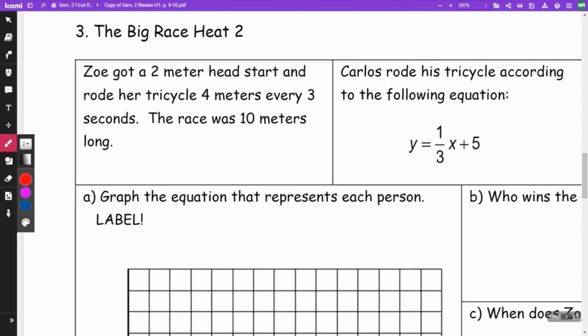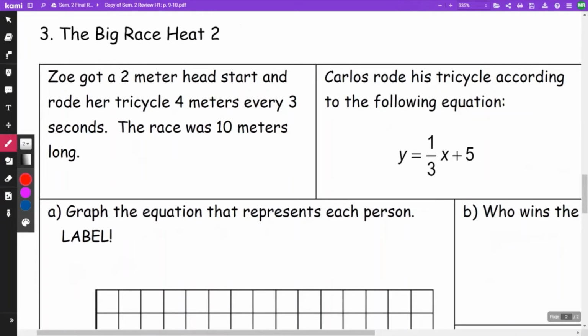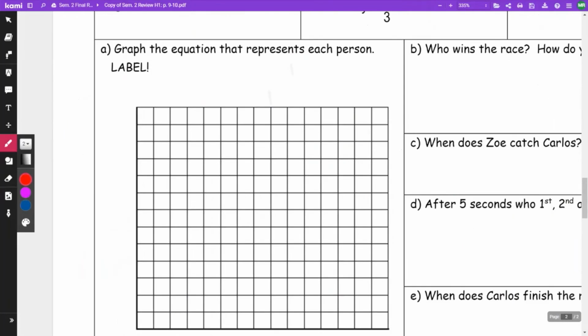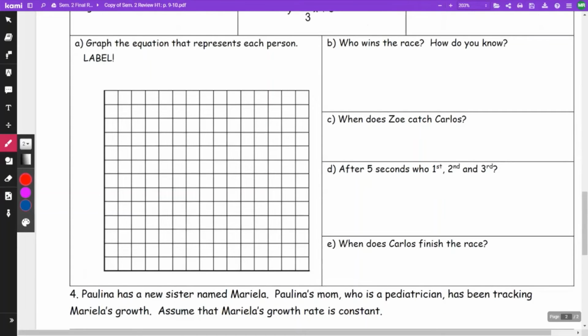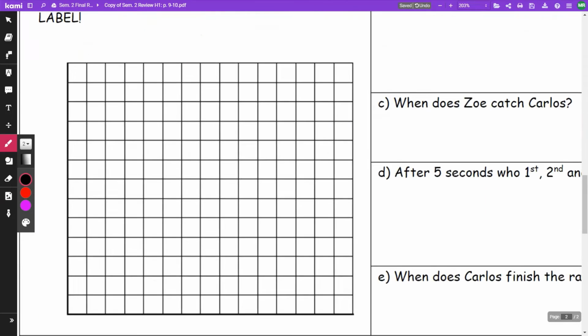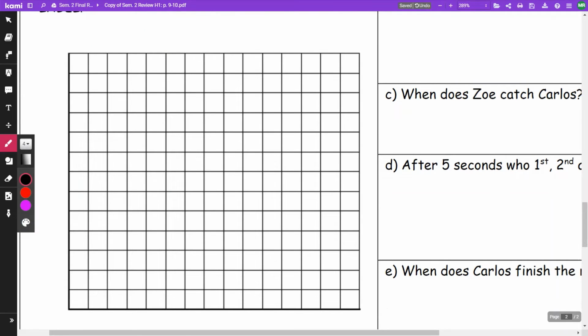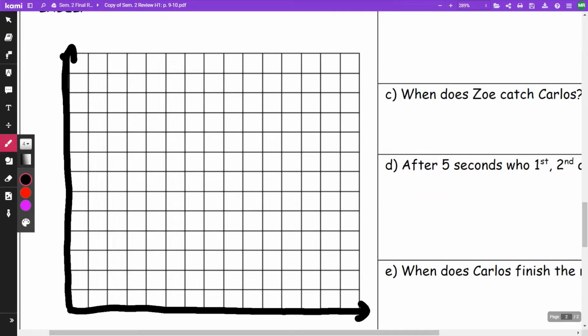On number 3, for the big race. Okay. So for the big race, first off, when we do this, we are going to label our X and Y axis. Okay, so our X and Y axis. So our X axis is going to be seconds, and our Y axis is going to be meters.